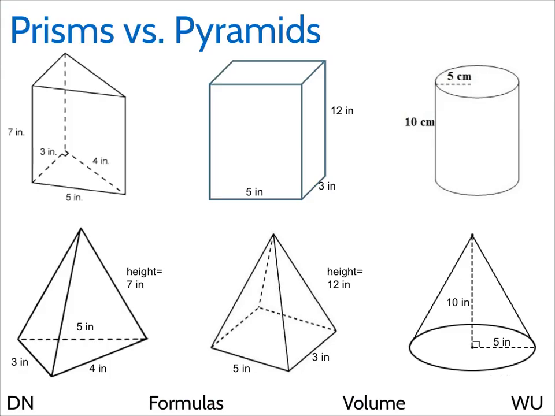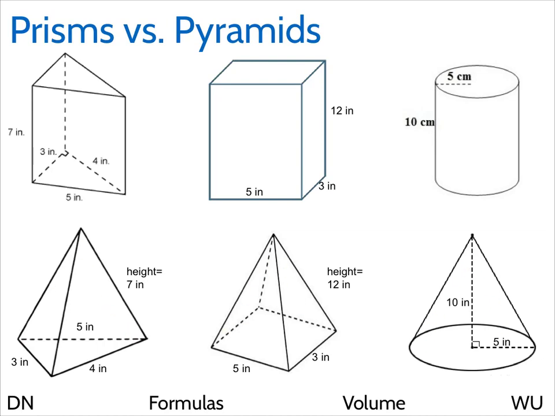So here on this slide, I want you to figure out the difference between prisms and pyramids. Everything on the top here is called a prism, sort of. That's called a cylinder, but it's the same principle. These are all basically prisms. And on the bottom, these are all pyramids, except for this, which is called a cone, but it's the same principle.